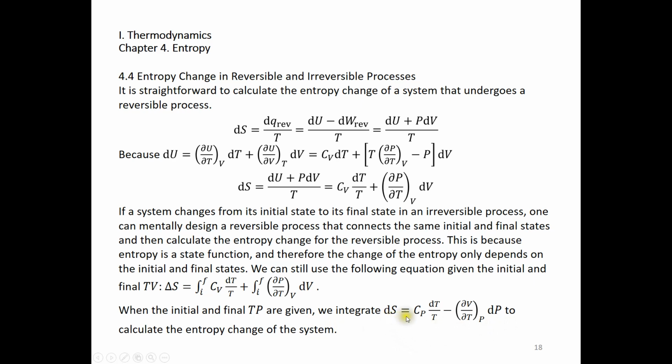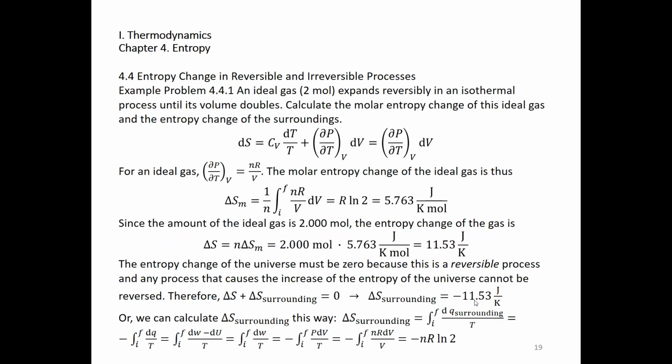We have dS is equal to C_P dT over T minus (∂V/∂T) times dP, proven in the previous video. We just integrate this side, that accounts for the temperature change, and then minus the integral of this, that accounts for the pressure change. And also, I think we have proven this sum is equal to this difference. So this equation for dS and this equation for dS can be proven to be the same. They are equivalent to each other.